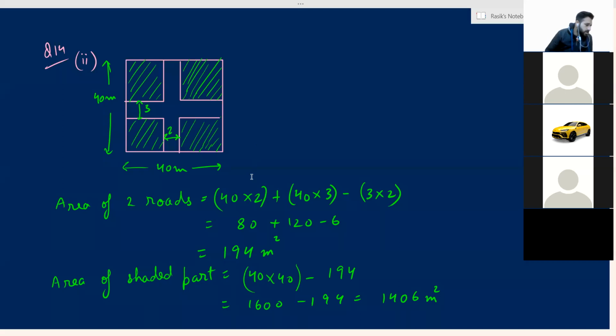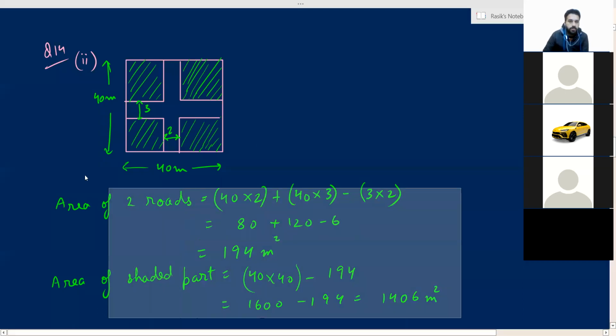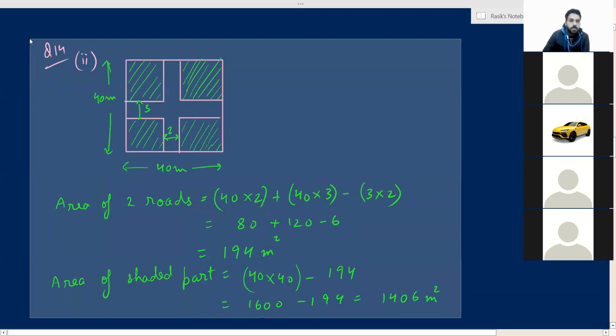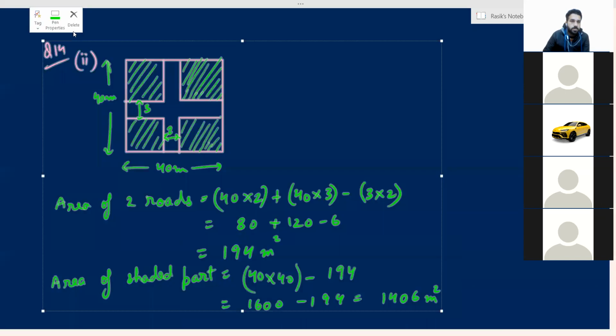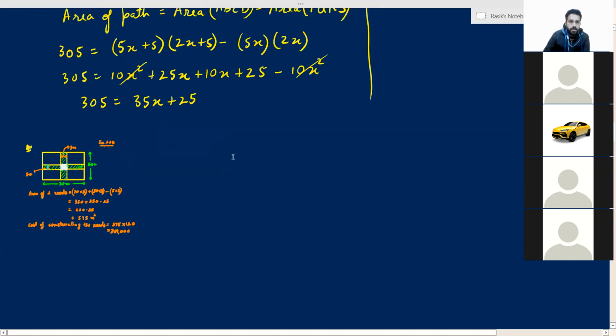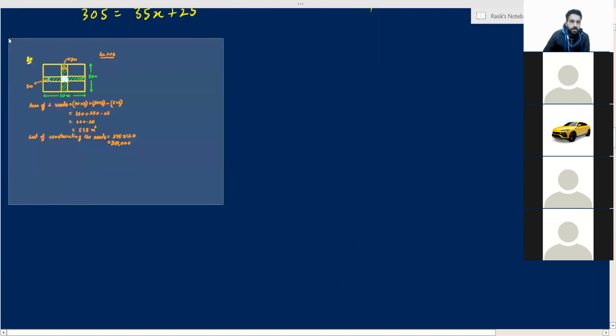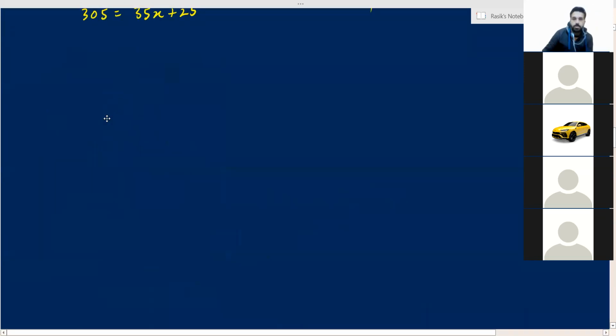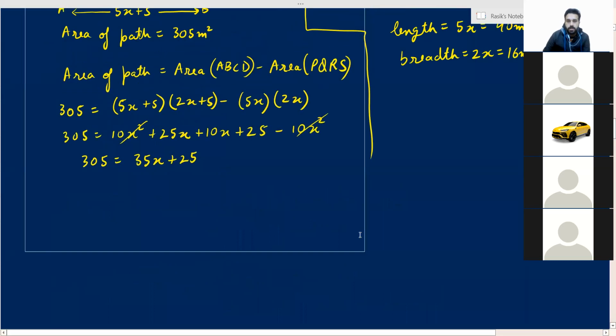Sorry, question 16. Second part of question 15 and question 16. These two you will try in homework. Okay. I hope there is no problem in first part of question 15. Is there any problem? Beta, tell me if there is any problem in question 15 first part.